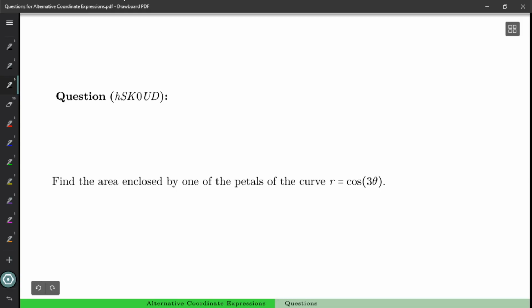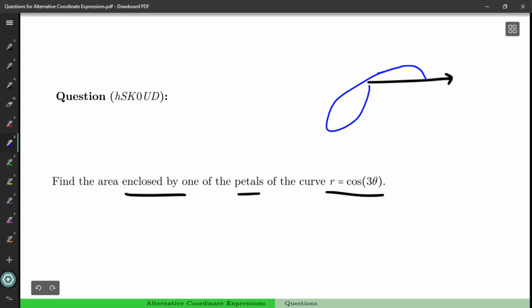Find the area enclosed by one of the petals of the curve r equals cos 3 theta. Okay, so this is one of these flower-looking curves. It looks a little something like this. Obviously passing through the pole here, but you get sort of a propeller shape or flowers. We refer to these segments here as petals.